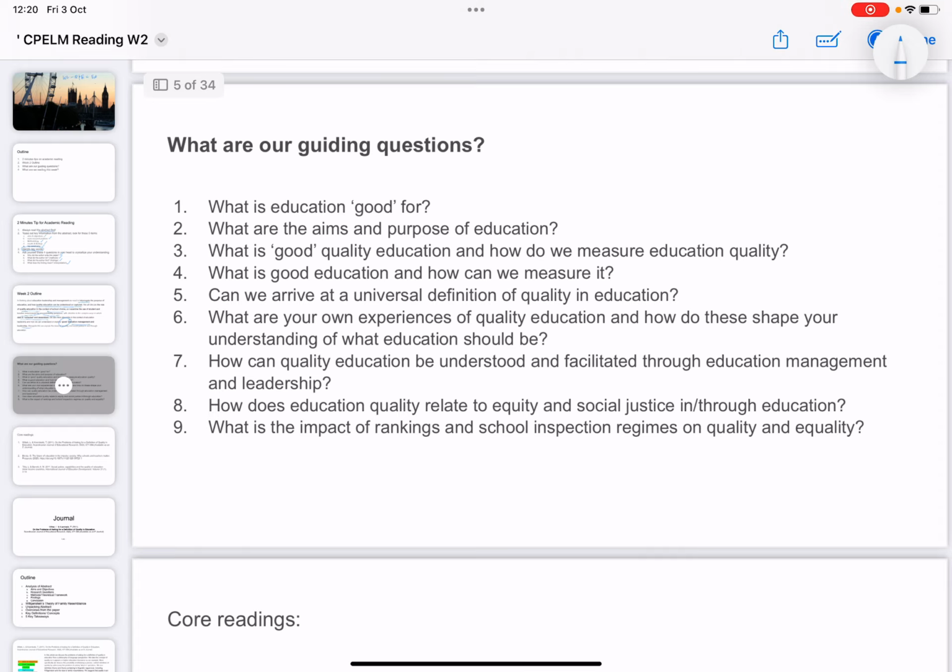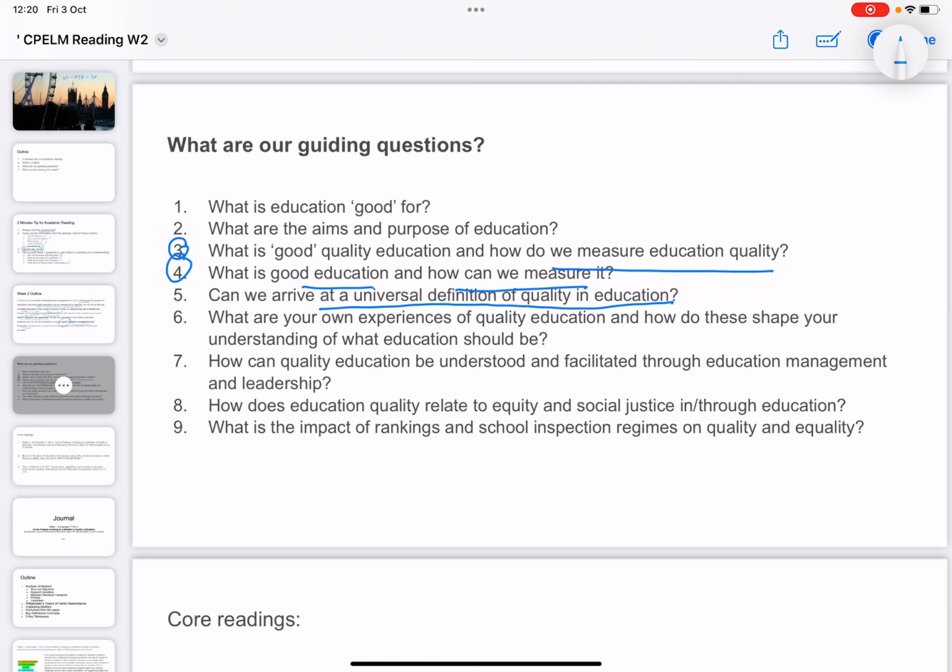Here are some guiding questions for this week's reading. What is education good for? What are the aims and purpose of education? What is good quality education, and how do we measure education quality? What is good education and how can we measure it? It's quite the same. Can we arrive at a universal definition of quality education?